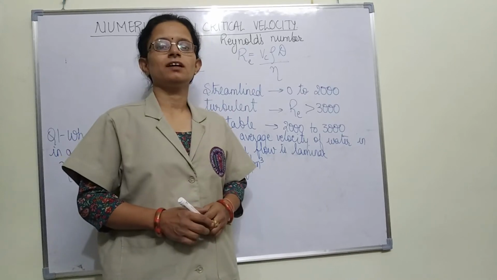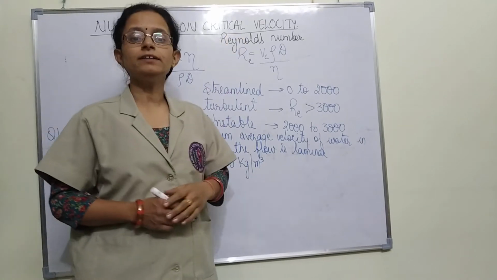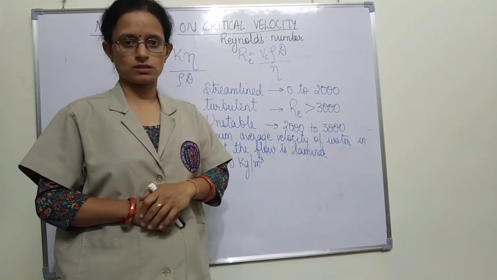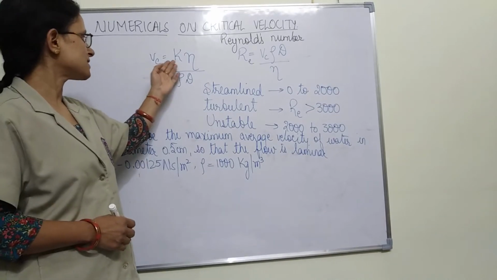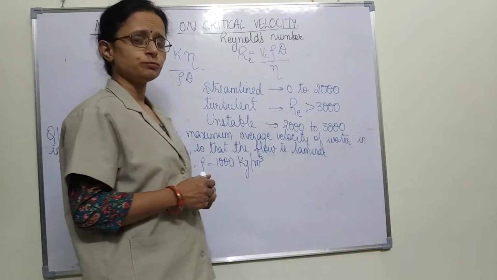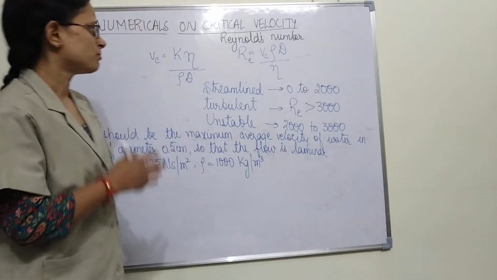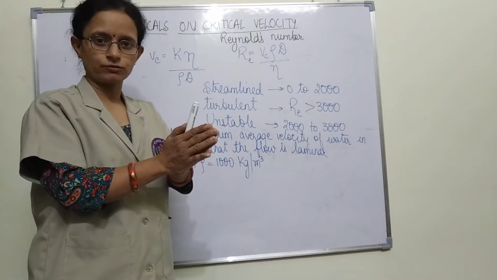Good morning, children. Today we will discuss Reynolds number and numericals on critical velocity. We have found the expression for the critical velocity as k eta upon rho d. Now, Reynolds number basically gives us the nature of the flow of liquid.